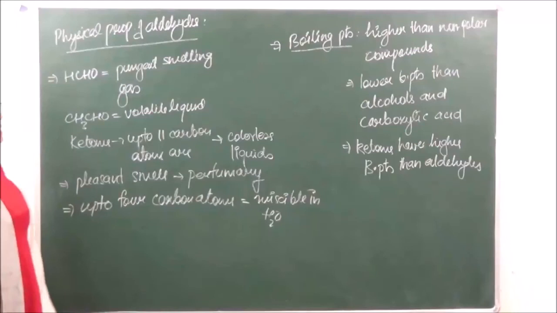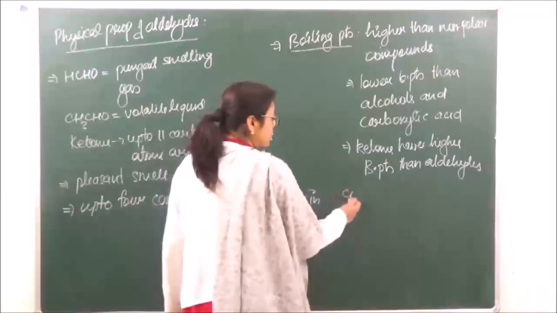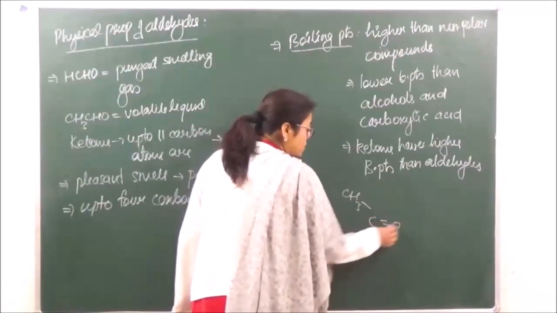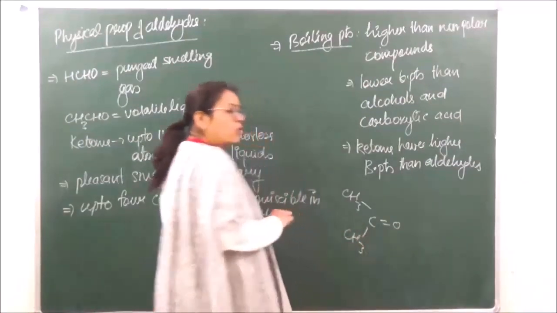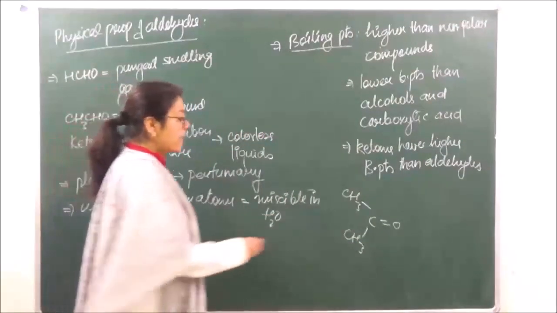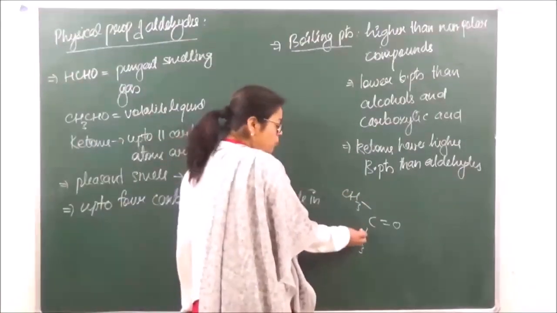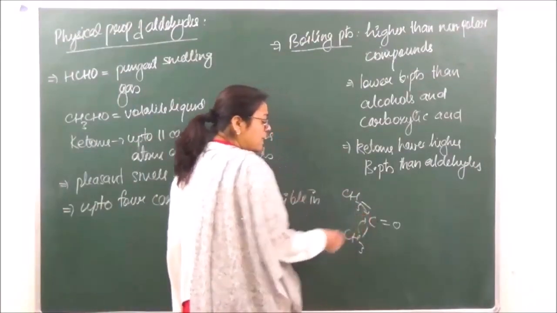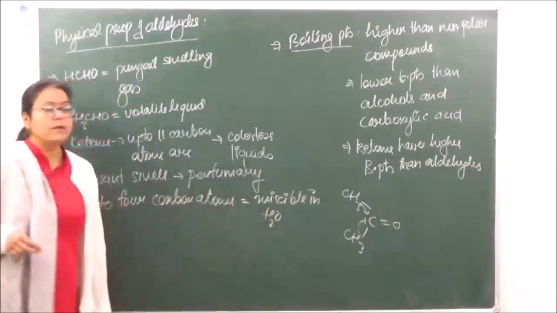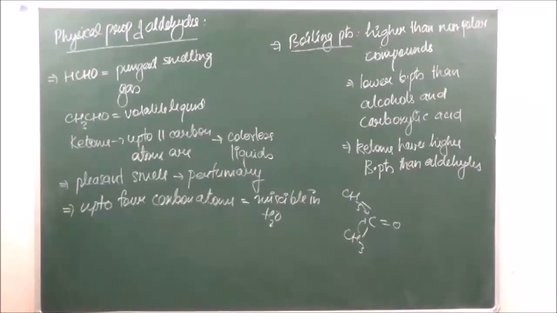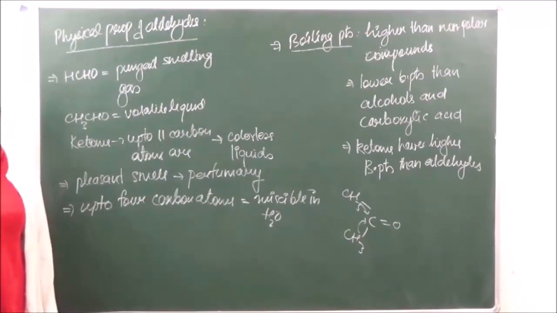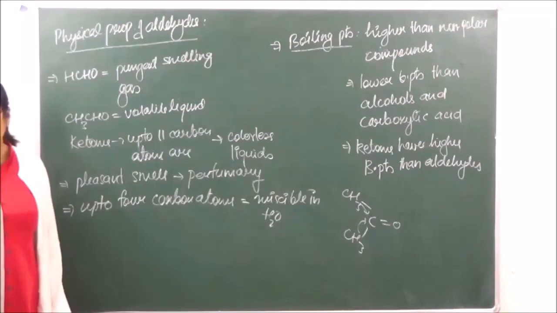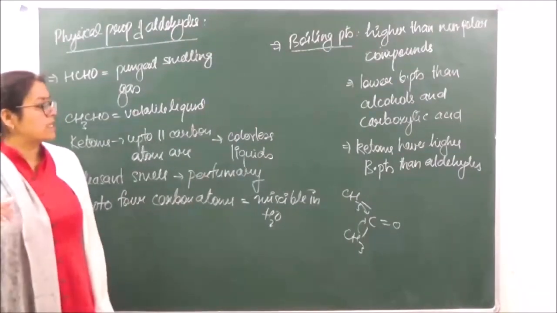Now why is this happening? That is because of the presence of two electron releasing alkyl groups. If you look at the structure of the ketone, it has two alkyl groups, which release electrons towards the carbonyl carbon. This increases the polarity and also the dipole moment. Okay, so these are the physical properties. Today we will do only till here. The chemical properties we will discuss in our next lecture.